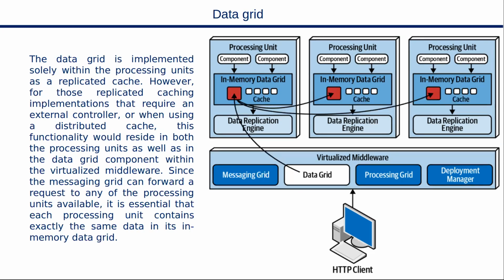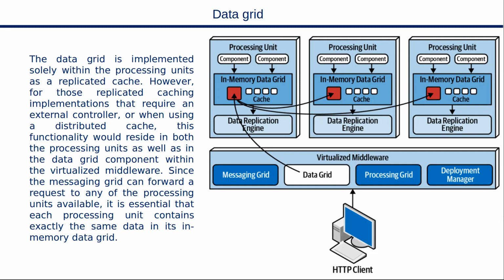Next is the data grid. The data grid is implemented solely within the processing units. You can see it inside as a replicated cache. So this is a kind of cache that is replicated. However, for those replicated caching implementations that require an external controller, or when using a distributed cache, this functionality would reside in both the processing unit as well as the data grid components within the virtualized middleware.